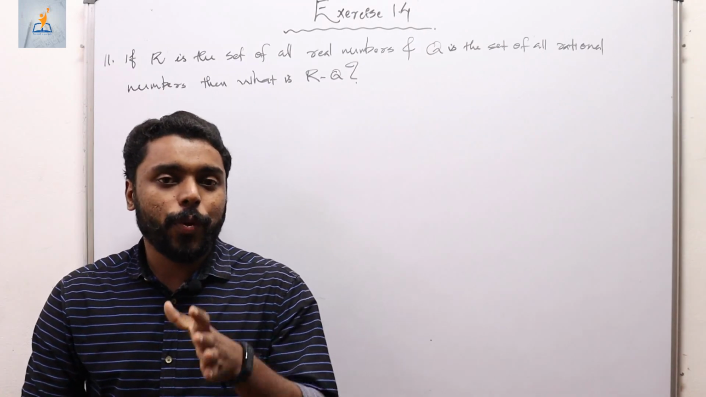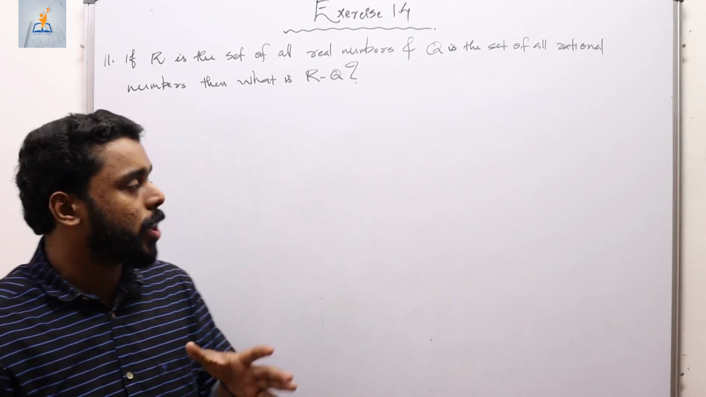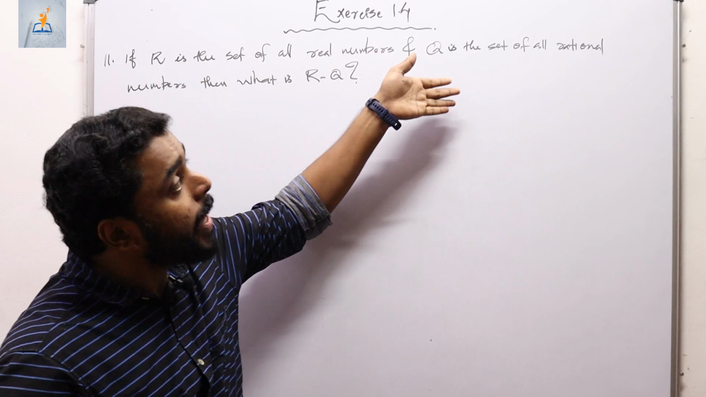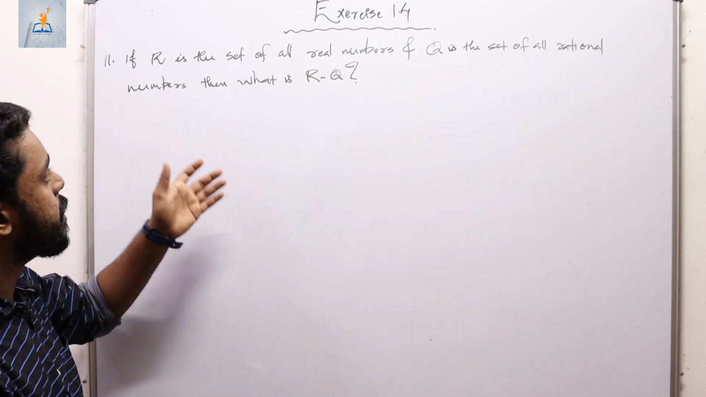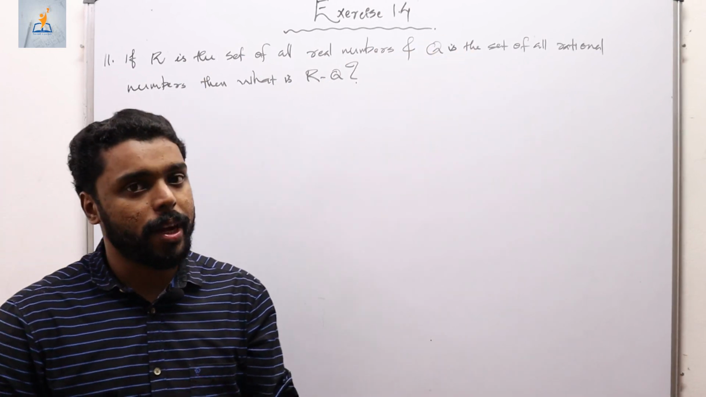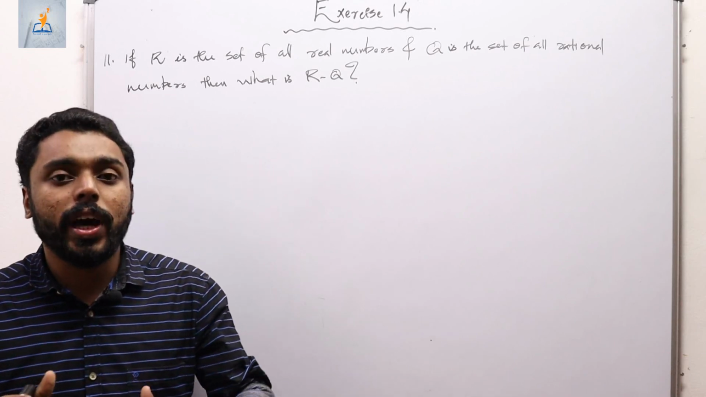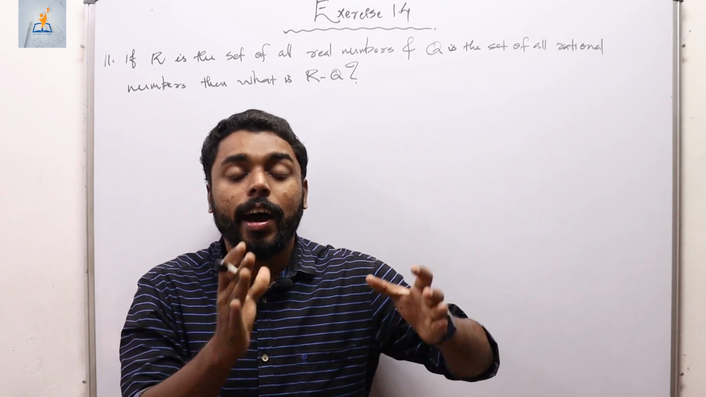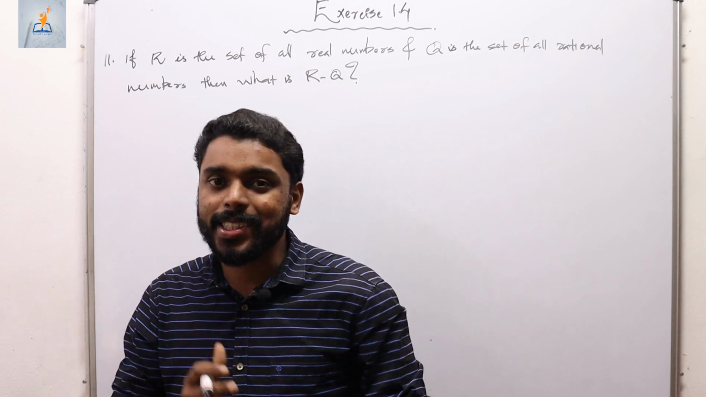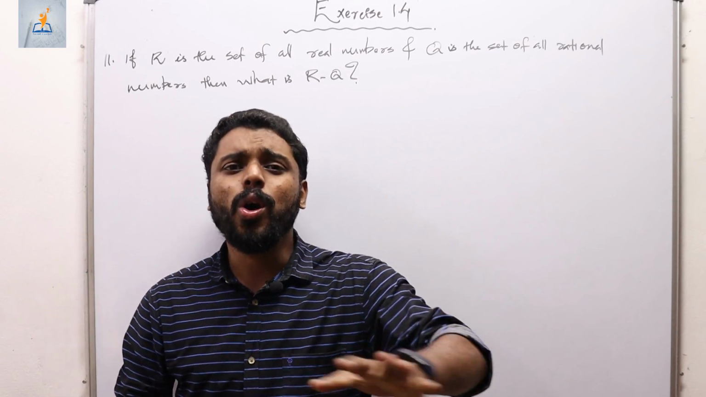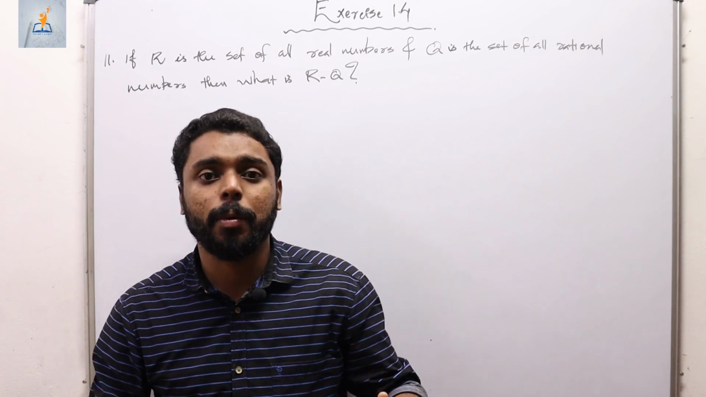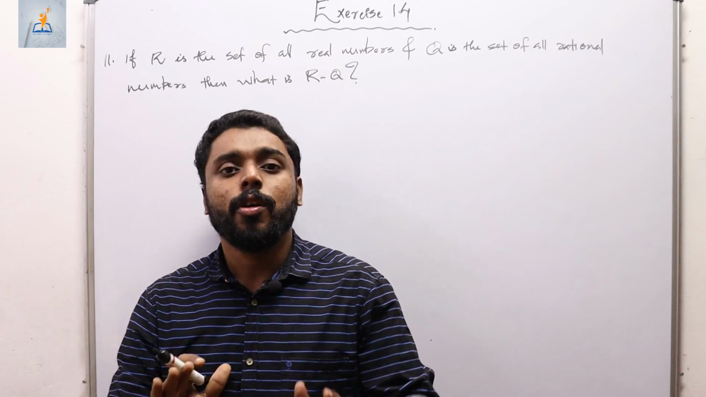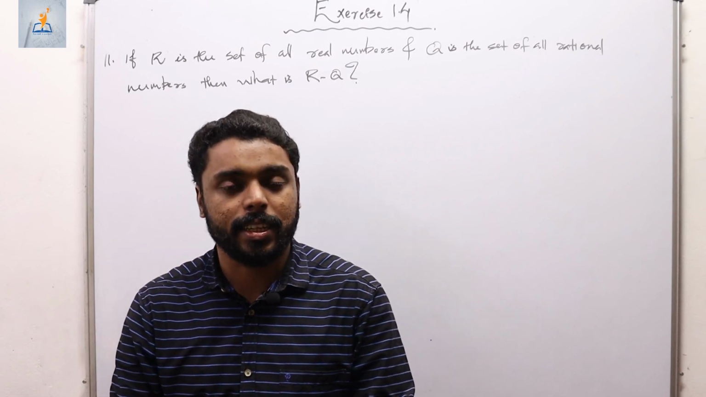Coming on to question number 11 of your textbook, the question is that if R is the set of all real numbers and Q is the set of all rational numbers, then what is R minus Q? We know that the set of all real numbers is a set which consists of rational numbers as well as irrational numbers, isn't it? All the numbers will be either one among rational numbers or one among irrational numbers. There is no other choice for a number in the real number set, isn't it?